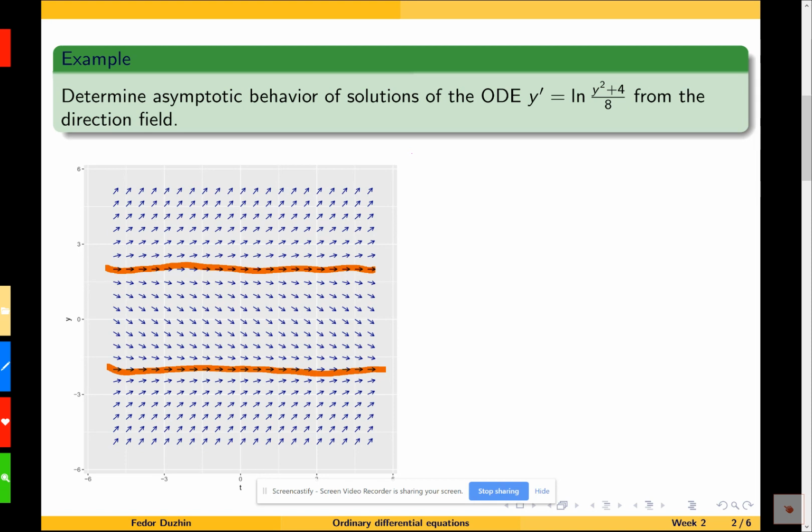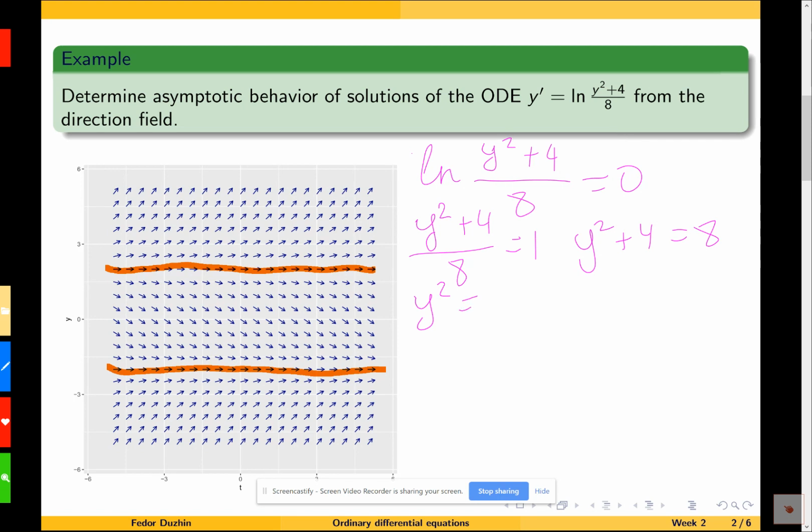So to find equilibrium solutions, we write our right-hand side, which is ln of (y squared plus 4) over 8, and equate it to 0. So ln of something is 0 means that the argument of ln, (y squared plus 4) over 8, is 1. So y squared plus 4 is 8. So y squared equals 4 and y equals plus or minus 2. And so these are the two equilibrium solutions.